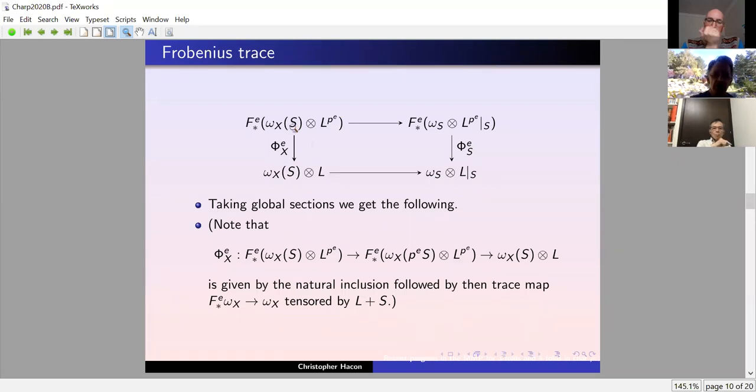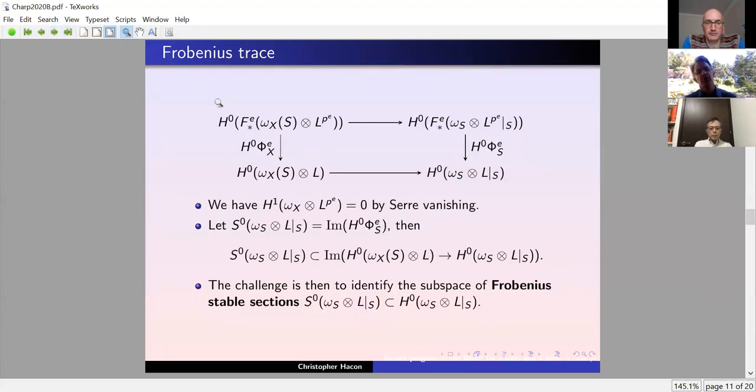So what I'm really doing, if you look at the line below, is I'm pre-composing this with adding p to the e minus one copies of S. I get the natural inclusion there. And so I get this commutative diagram, which is replacing the short exact sequence that we had before. And now I'm going to take cohomology of this commutative diagram. So it looks like nothing changed, but I'm taking global sections.